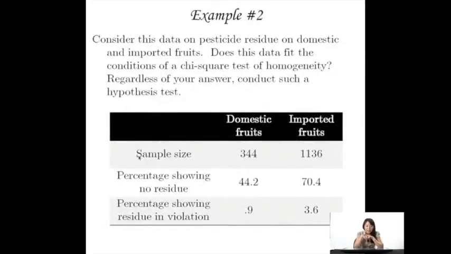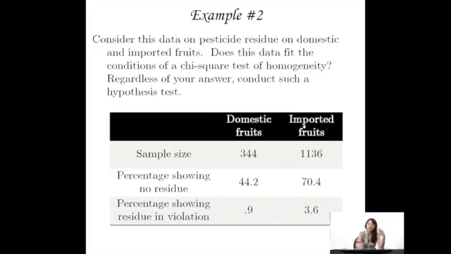Example 2. Consider this data on pesticide residue on domestic and imported fruits. Does this data fit the conditions of a chi-square test of homogeneity? Regardless of your answer, conduct a hypothesis test. Now be careful. Here, although you see columns and rows, these are not the columns and rows you should be using.